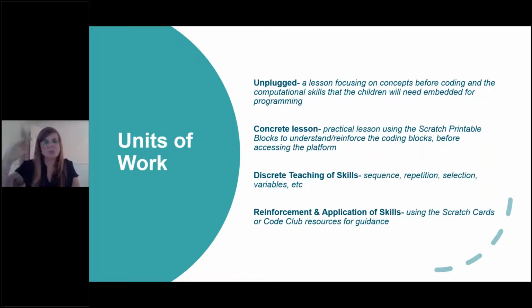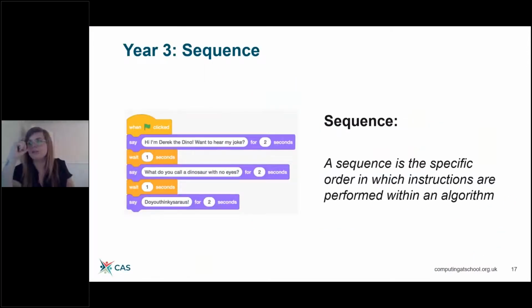So I'm just going to go through each skill that I've mentioned on the curriculum, what's outlined on the curriculum, and talk through what that might look like. The first one, which isn't the first one there, is sequence. Okay, so sequence is a specific order in which instructions need to go in. And what you'll see there is just an example of this as an algorithm on Scratch, just a conversation bit. So that's what it looks like in Scratch.